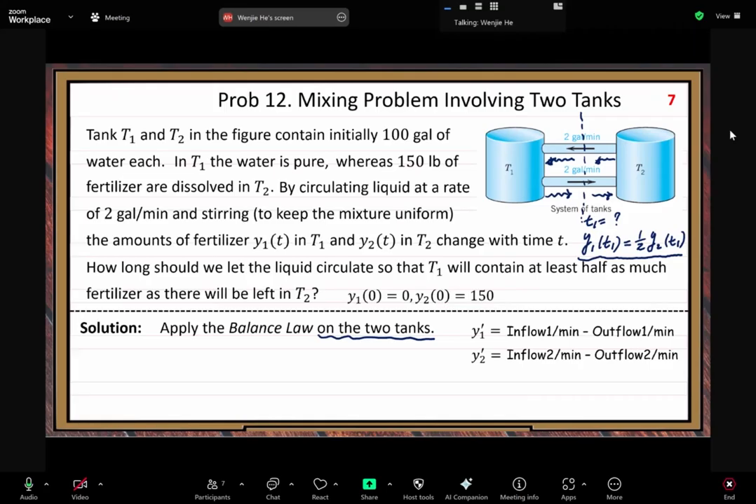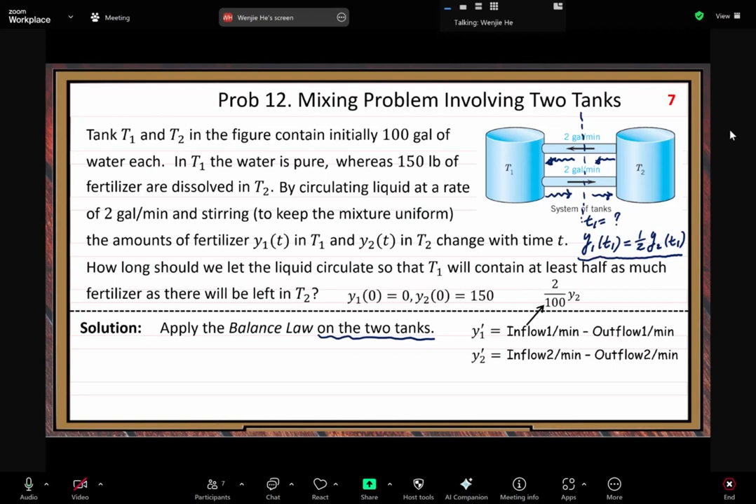But we need to figure out the inflow rate and outflow rate for each tank. The inflow rate, because the 2 gallons per minute, right?